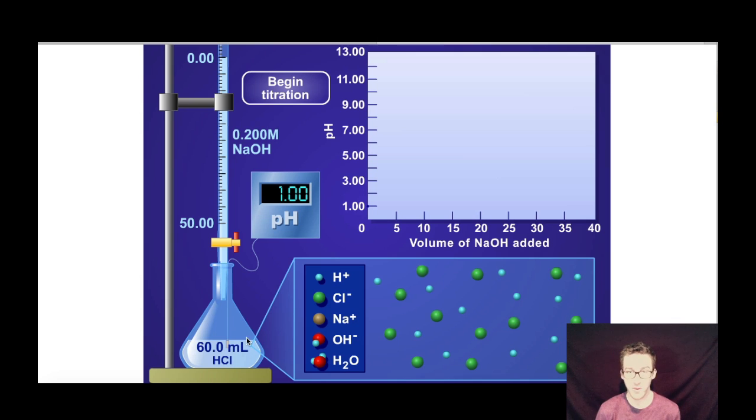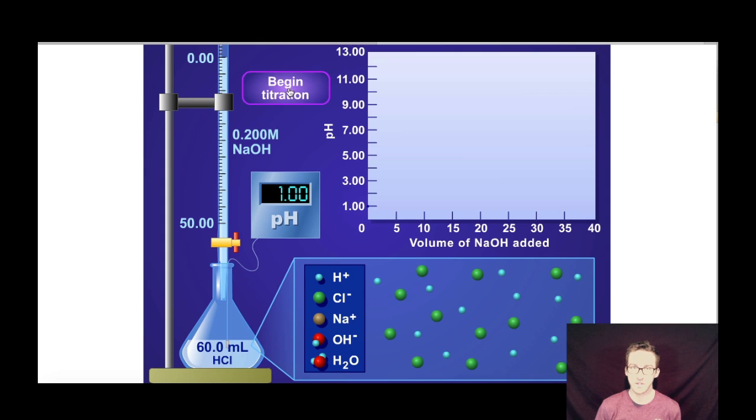It's important to note that we have 60 milliliters of the hydrochloric acid solution to begin with. And as you look at the molecular view, because hydrochloric acid is a strong acid, notice that the hydrogen ions have completely dissociated from the chloride ions in solution. Also notice that our pH starts at a pH of 1, a very acidic pH.